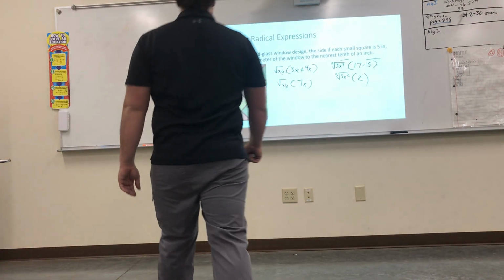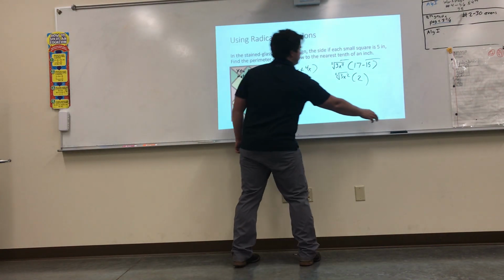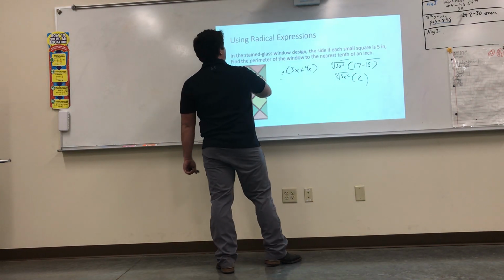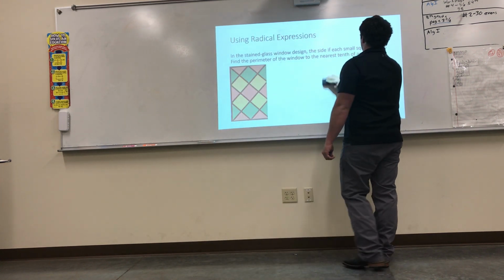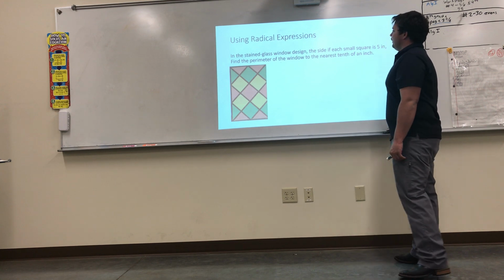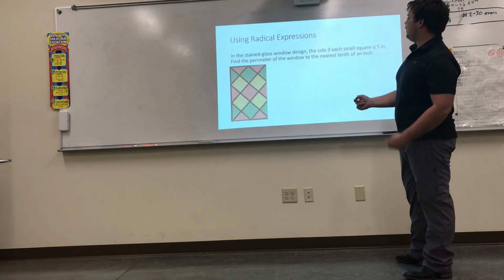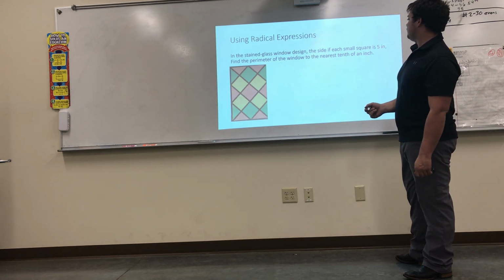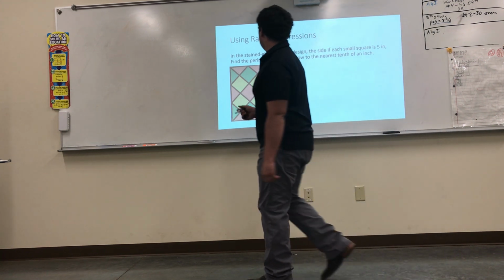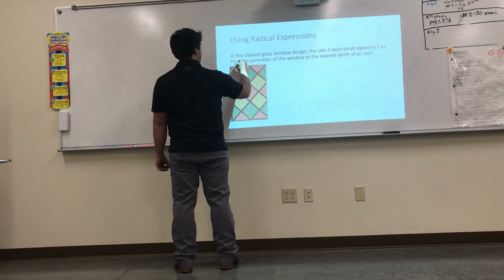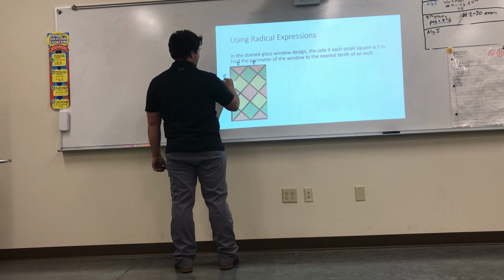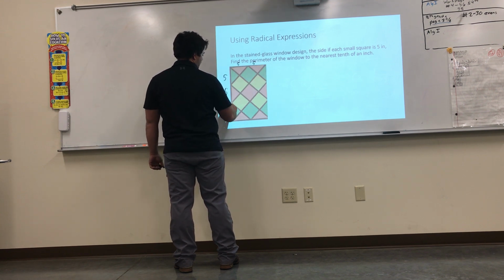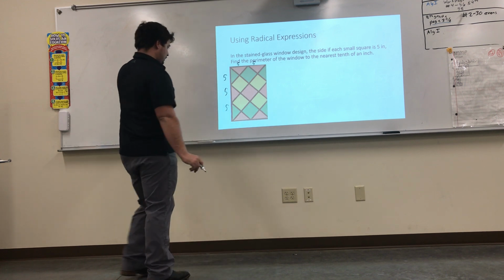Using radical expressions. In the stained glass window design, the side of each small square is 5 inches. Find the perimeter of the window to the nearest tenth of an inch. Alright, so you technically have 5 here, 5 here, 5 here, 5 here, 5 here. Right?